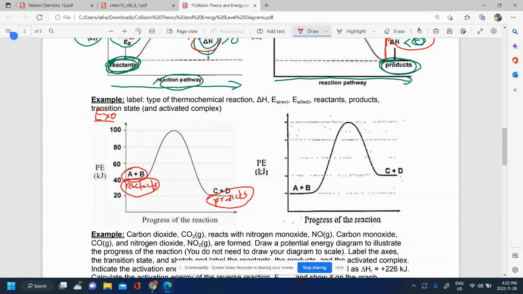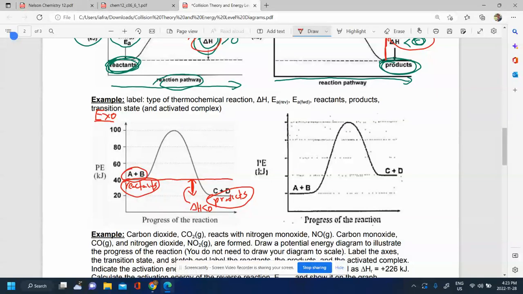If you want to label your delta H, it's simply the difference in energy between the reactants and products. So this would be over here, our delta H, which is less than zero, which makes our reaction exothermic. We then have to label the transition state along with the activation complex and also the EA reverse and EA forward.